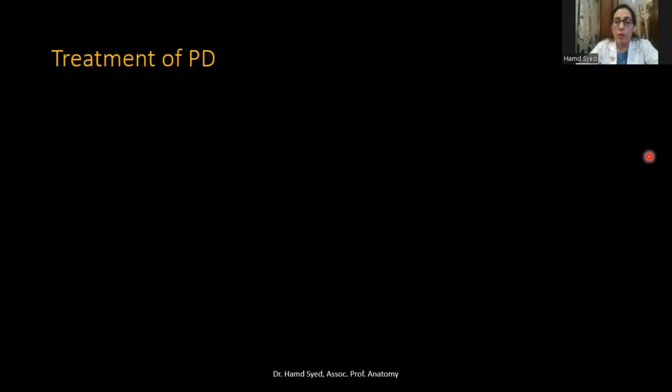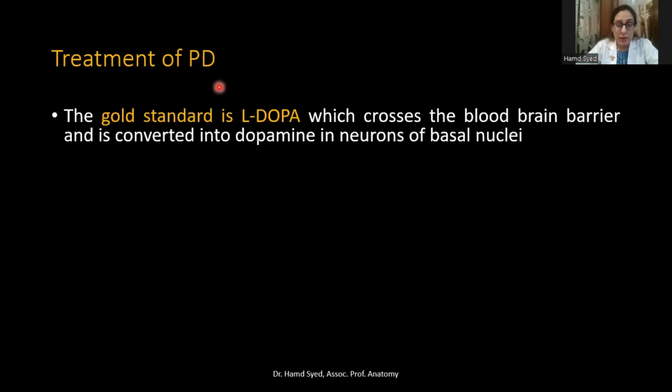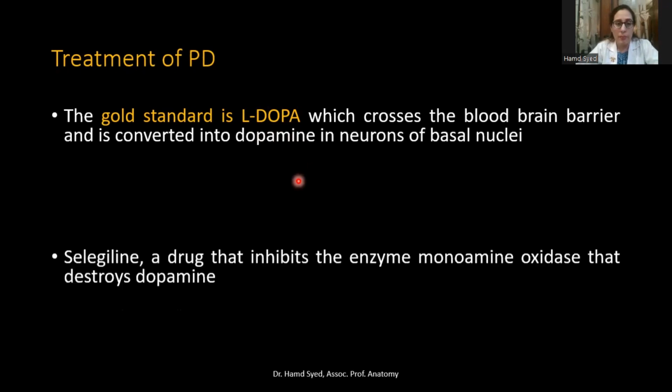Now, when we talk about the treatment of this disease, then we have different things to consider. The gold standard is levodopa, which crosses the blood-brain barrier and then is converted into dopamine in neurons of basal nuclei. So dopamine cannot be given directly to the patients of Parkinson's disease since it is unable to cross the blood-brain barrier. So its precursor, dopa, is administered, which then crosses the blood-brain barrier and is converted into dopamine within the neurons of the substantia nigra.